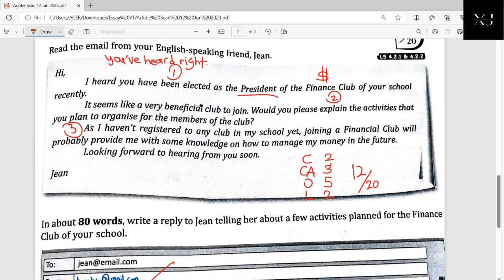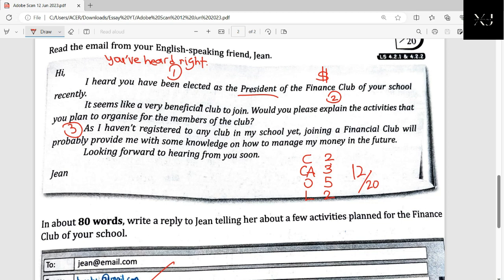Okay, you can see that my student did not score so well in this piece because she actually went out of topic. She misunderstood the message and thought that this president is asking for suggestions to do activities for the finance club. It's not. Okay, it's us asking the president what the president is planning to do. Okay, so communicative aspects, she also got a low score. Organization, 5 out of 5.